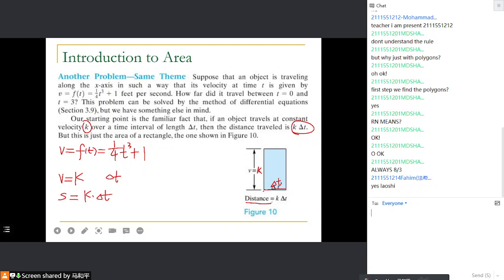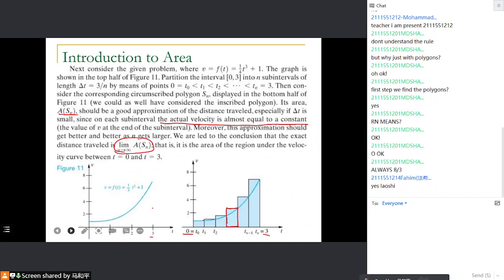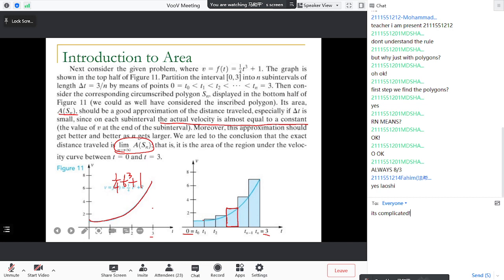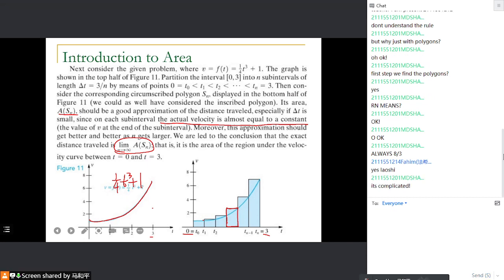But now we want to solve when v is not a constant k, but is 1/4 t^3 + 1. So this is a curve, f(t) = 1/4 t^3 + 1, and we consider the time between 0 and 3. So this is 3, this is 0, between this one.